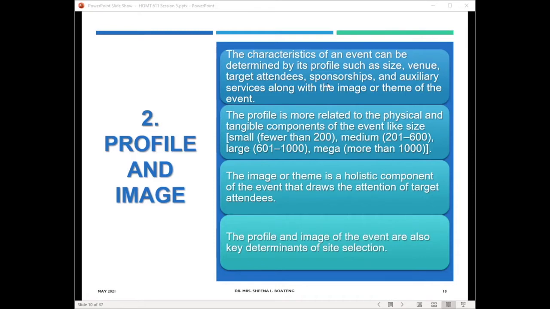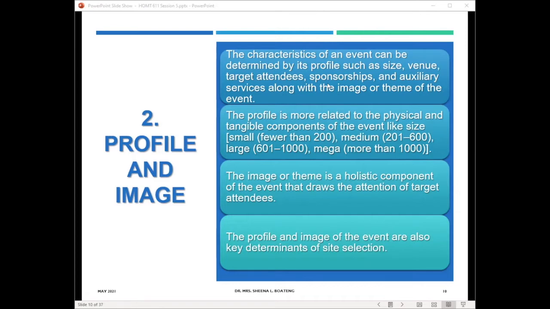where the image of the event is more of a localized image based on the organizational culture and how the employees who will be attending the event will see their participation in it. Does that make sense? Yes.